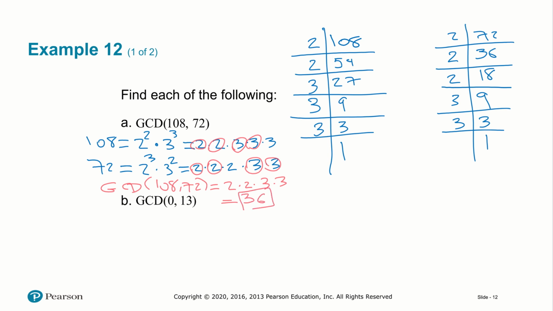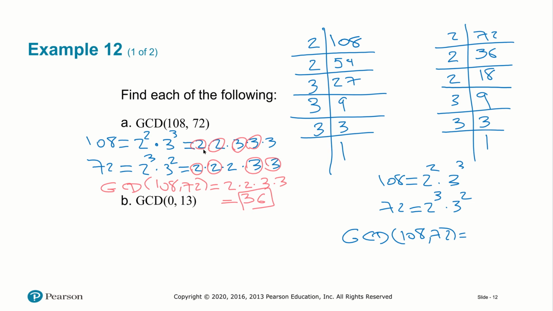All right. Now, normally the way we're going to approach it is this, and now this will make sense to you. So once you have that 108 equals 2 squared times 3 cubed, and that 72 is equal to 2 cubed times 3 squared, you're going to find the common factor. So you're going to write your GCD in the following way.